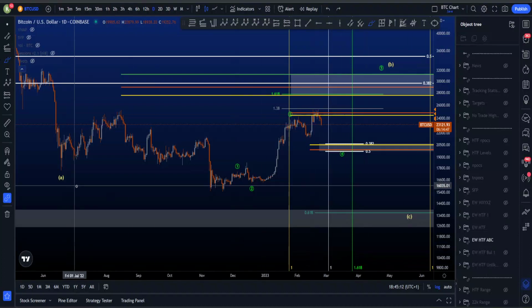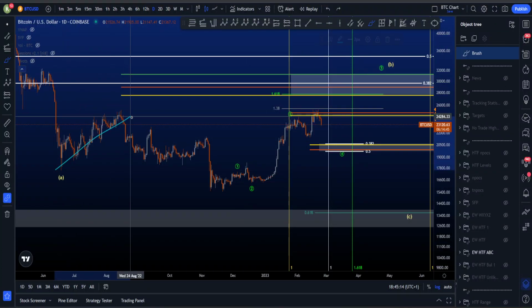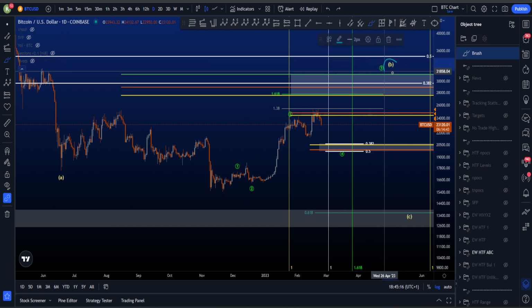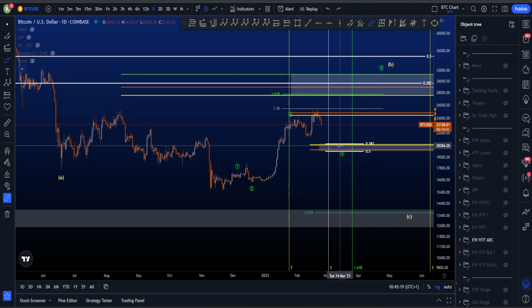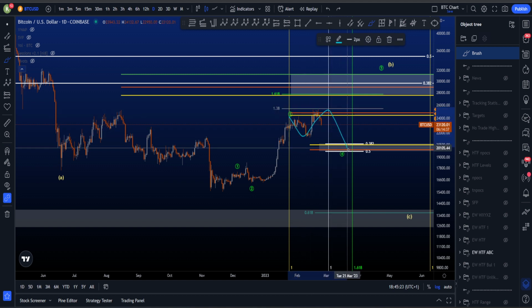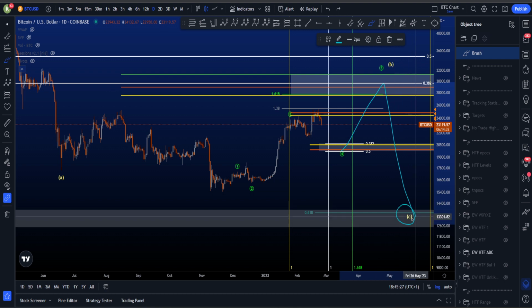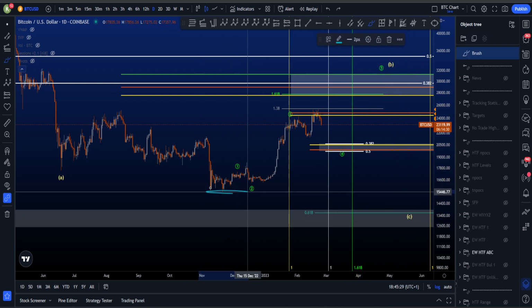Hi everyone, as always I like to start on the higher time frame where we have this A, B, C in this yellow B, where in my opinion wave 4 is not yet finished. So I think wave 4 might be some kind of an expanded flat where eventually we have a wave 5 to the upside and then a wave C to the downside to at least take these lows.